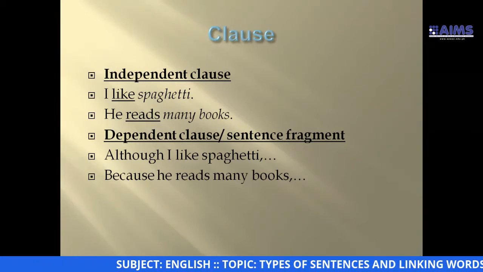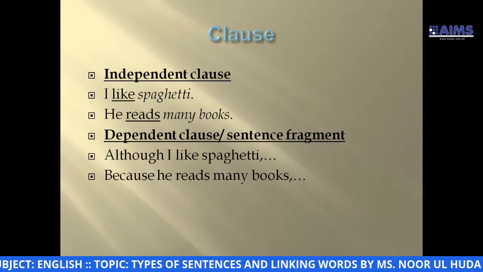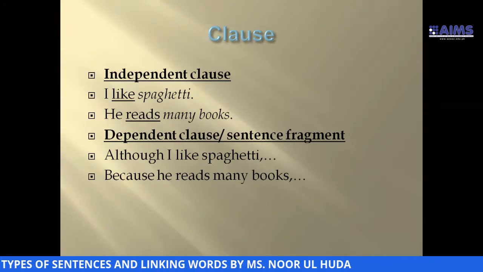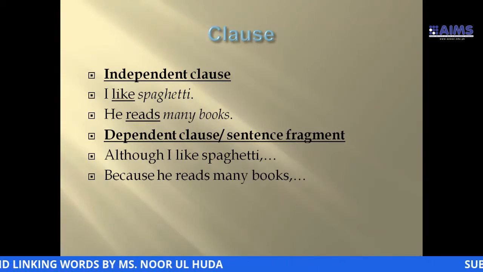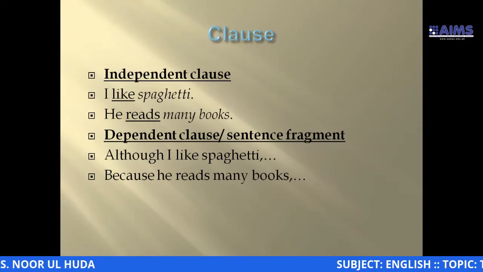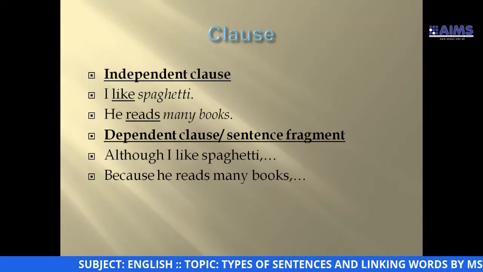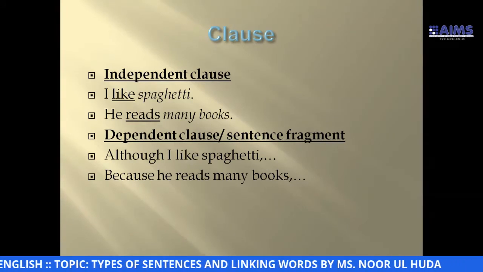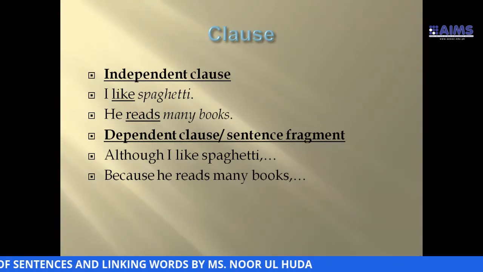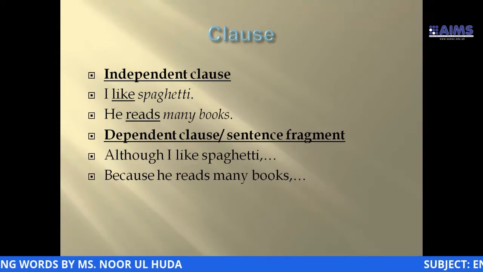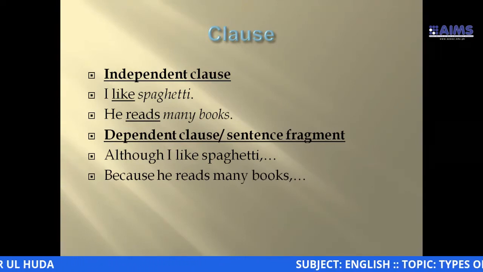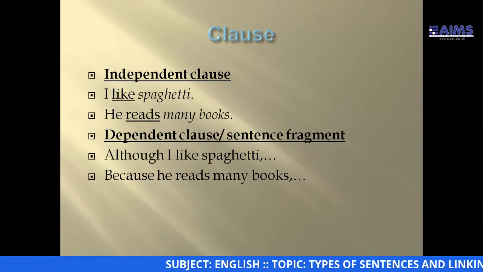Let's suppose, I like spaghetti. I like spaghetti is a complete sentence which has a purpose behind it, and it does not require any information to complete the meaning. He reads many books. So it is also a complete sentence having the complete information in it. So it could also be called a simple sentence.